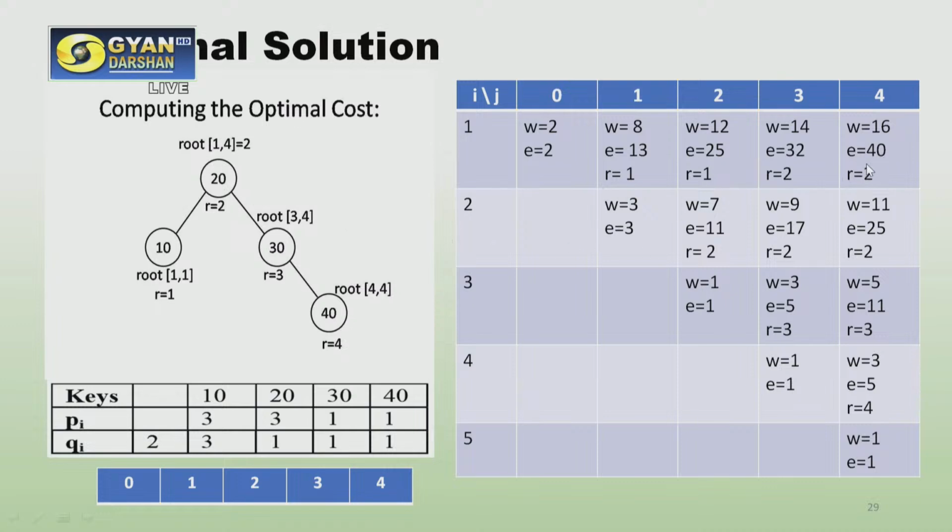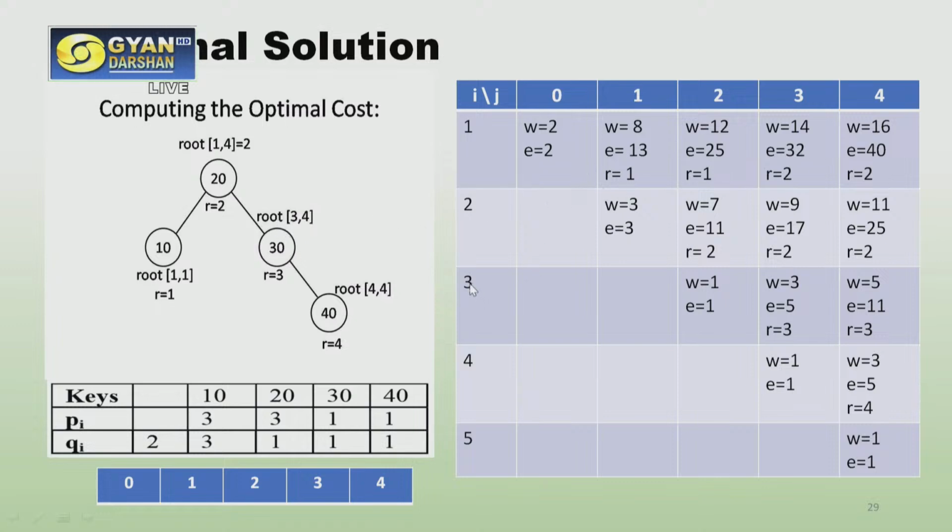Now, when this is the case, what happens? When 2 is the key, then onto the left of it, we will have 1, that is key 1. Onto the right of it, we will have key 3 and key 4. Right? So therefore, we will be looking for root left. Onto the left of it is 1, 1, root of 1, 1. And the root of 1, 1 is 1. So this is key 10.